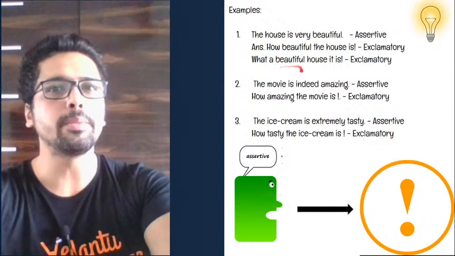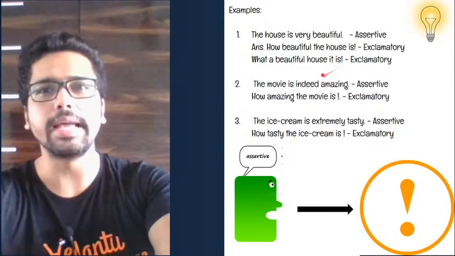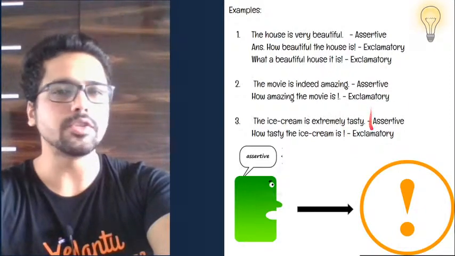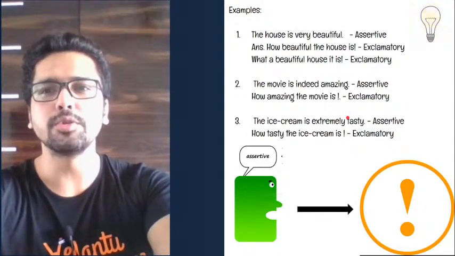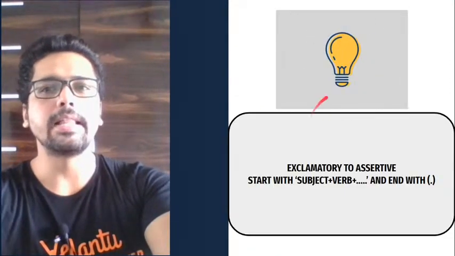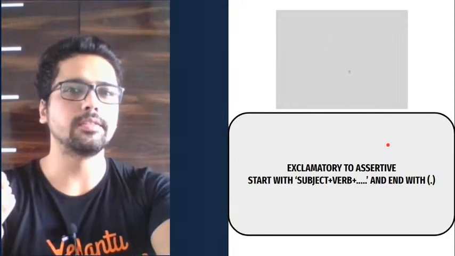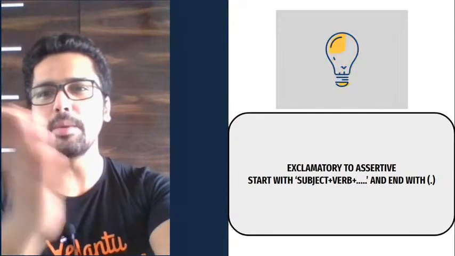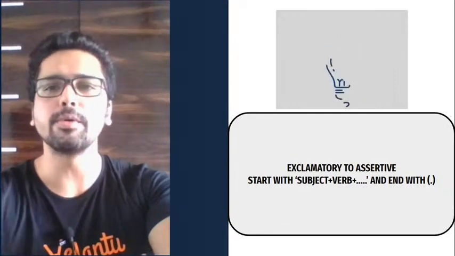I'm not saying what a beautiful house is it. Okay, it is. So it is a subject, is a verb here. Check this here. So this is for assertive to exclamatory. The next we can check is vice versa. We have seen assertive to exclamatory. Now let's do it vice versa. That is exclamatory to assertive.